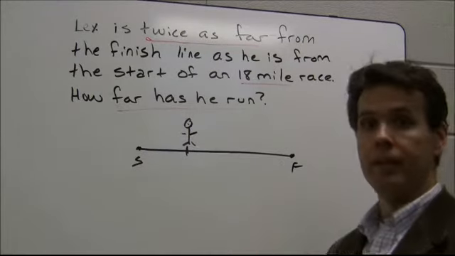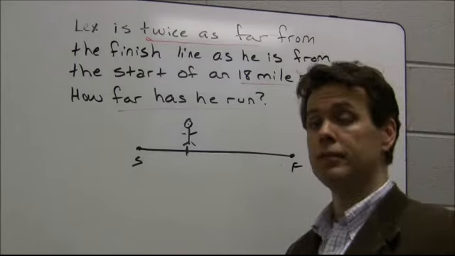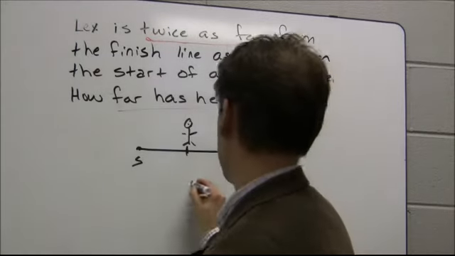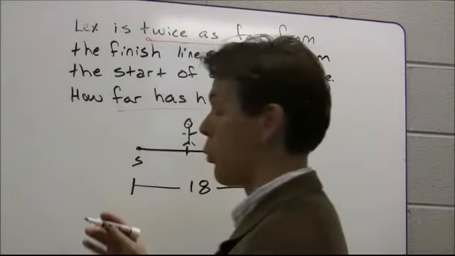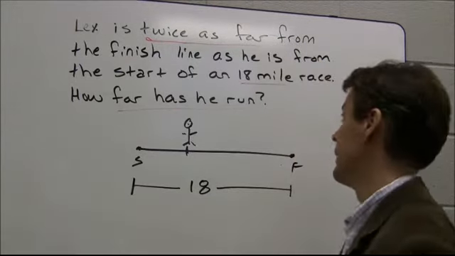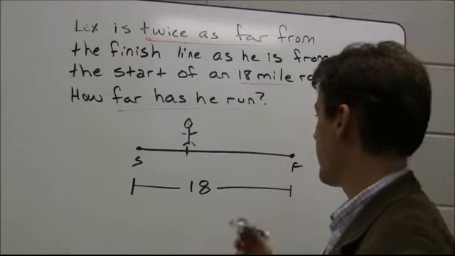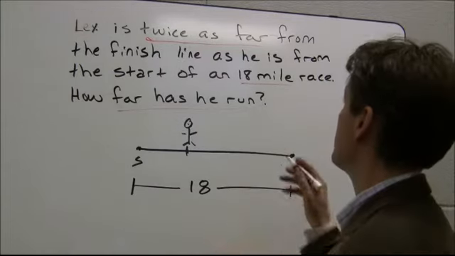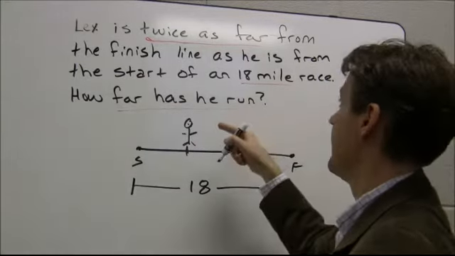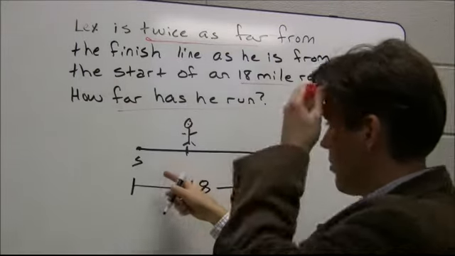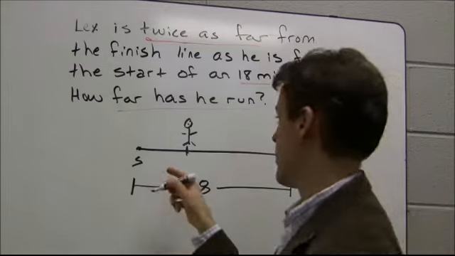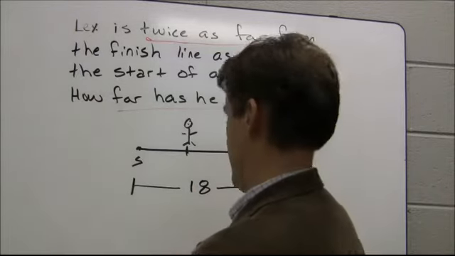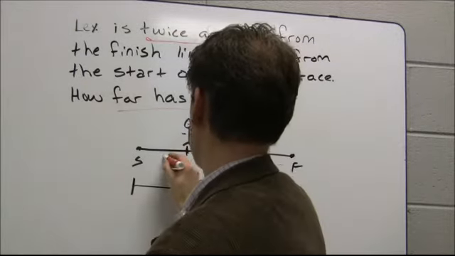What else do we know about this? He's 18 miles from the finish line, right? So we can label this 18. Sorry, the whole race is 18 miles, not 18 miles from the finish line. Okay, so that's what we're given. Well, actually, there's one more. He's twice as far from the finish line as he is from the start. So do we know how far he is from the start? We don't, do we? So we can label that some unknown, we'll call it x.